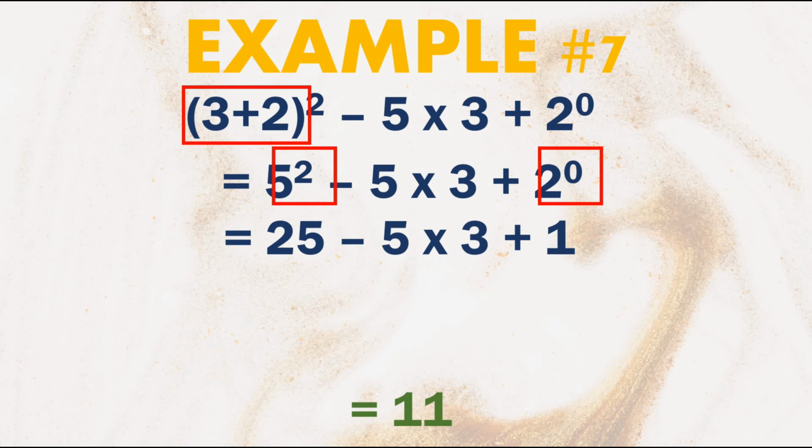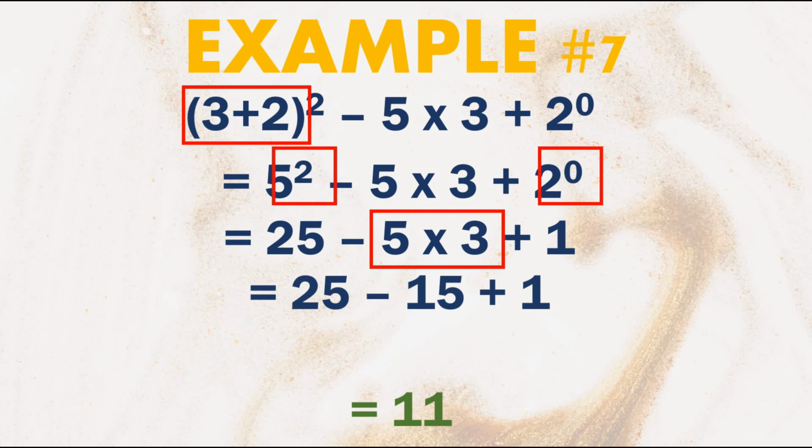So the operations that we've got, we have subtraction, multiplication, and addition. So among those three, what are we going to do first? Yes, we're going to do multiplication. So we do 5 times 3 first. So we have 25 minus 15 plus 1.